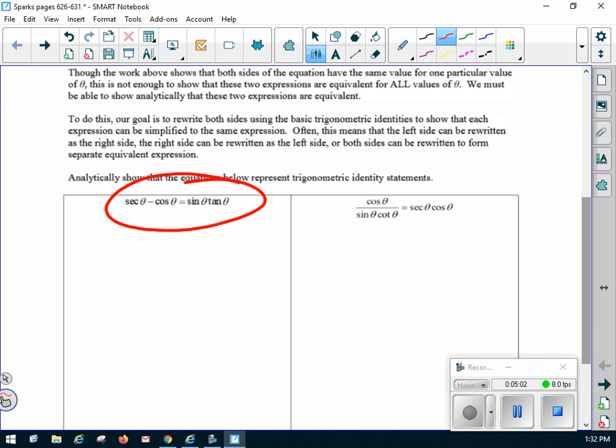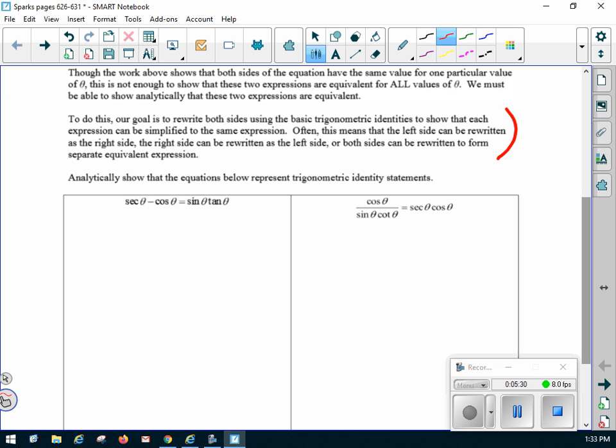So here's what we're going to do. We are going to simplify one side and see if we can make it look like the other side. Or we might have to simplify both sides until we make them be the same thing. This is not hard, and sometimes we will factor. Okay, so let's look right here.